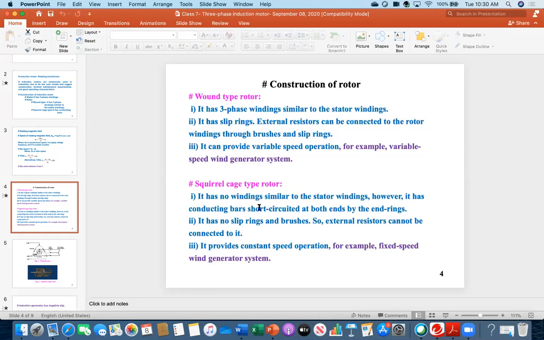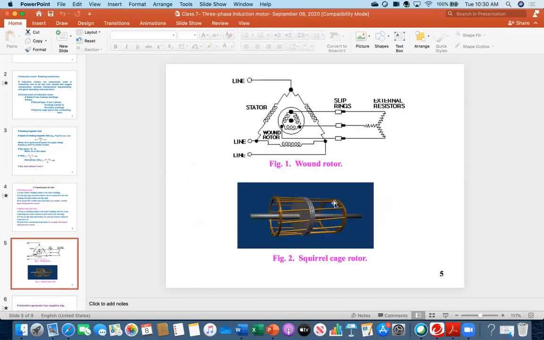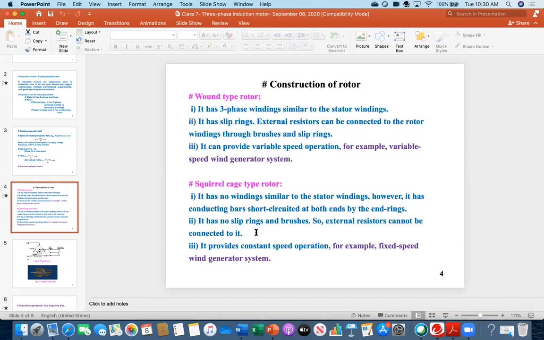It has no windings similar to the stator. However, it has conducting bars short circuited at both ends by the end rings. So it is talking about this side. Yes, these are just conducting bars. And it has no slip rings, no brushes, so external resistor can't be connected to it, and it provides constant speed operation. So I will be asking you these differences: what is the difference between wound rotor type and squirrel cage type in the upcoming exams?